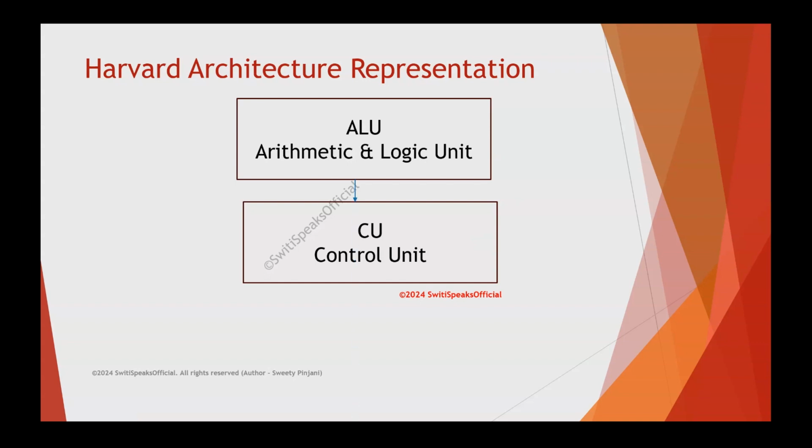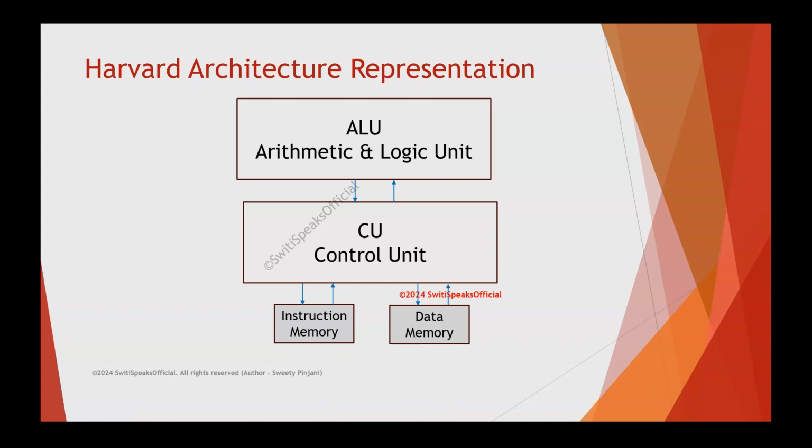This ALU and control unit are connected to each other with the help of the buses. Then you have instruction memory, which carries the instruction information. And then you have data memory, which will carry the data. Since it's Harvard architecture, both instruction memory and data memory are separate. And we had discussed, since both memories are separate, the buses also will be separate. So these are instruction buses and these are data buses.